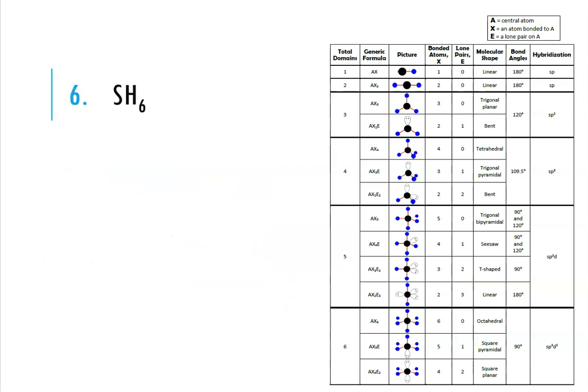All right, next up, SH6. S is in group 16. H is in group 1. 1 times 6 is 6, so I have 12 valence electrons. I'm going to attach all 6 hydrogens to my sulfur. Hydrogen's octet is already complete because of the 2 electrons that are attached through the bonds. 2, 4, 6, 8, 10, 12. 12 valence electrons used. 12 valence electrons is what I have, so I'm done here. Don't need to do anything else.